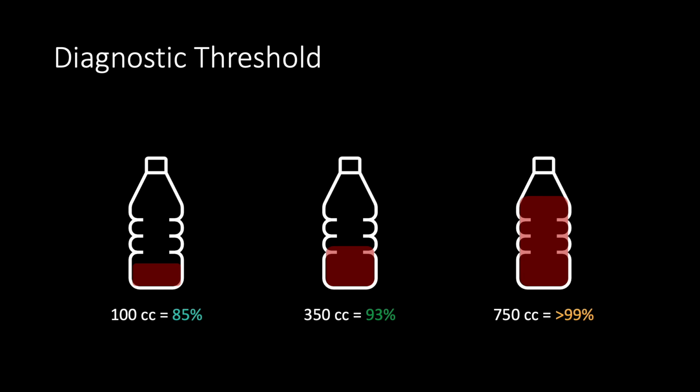The diagnostic threshold for looking for free fluid in the abdomen varies according to the amount of fluid that's present. So if there's 100 milliliters of fluid, and we'll presume that that's blood in this case, as seen by our little red water bottle here, that's floating around inside the abdomen, the sensitivity of a point-of-care ultrasound is likely to be somewhere around 85%. If that amount of fluid increases to 350 milliliters, that sensitivity increases to 93%. And then by the time that the patient has lost 750 milliliters, the sensitivity is greater than 99% for detecting that fluid.